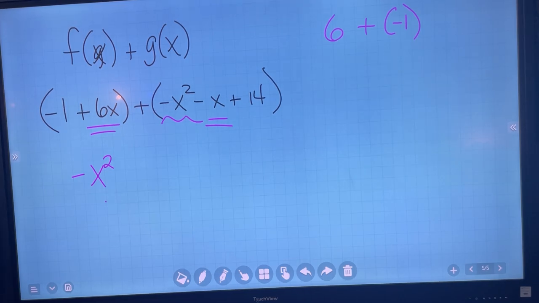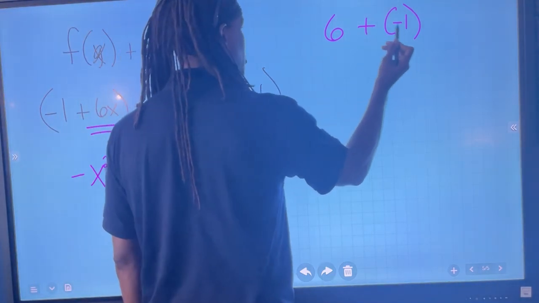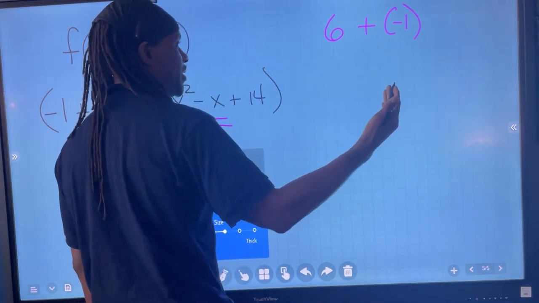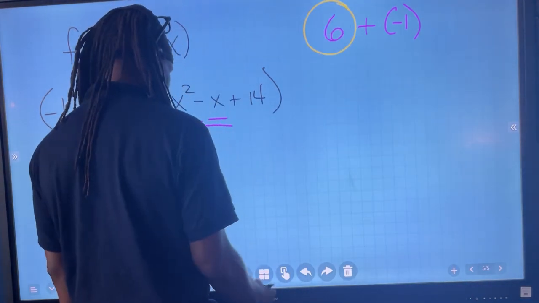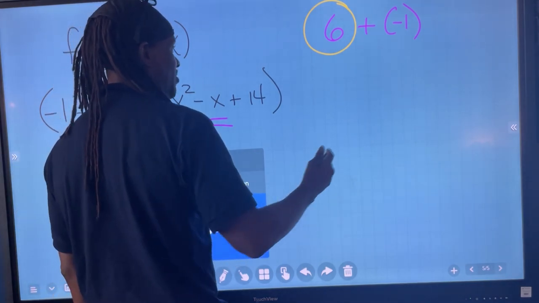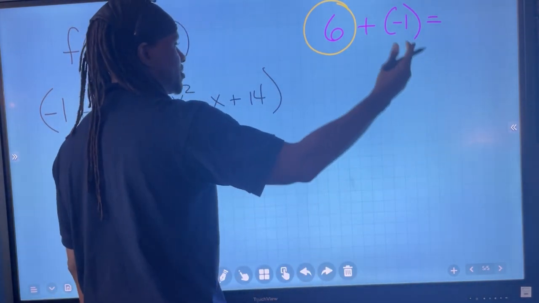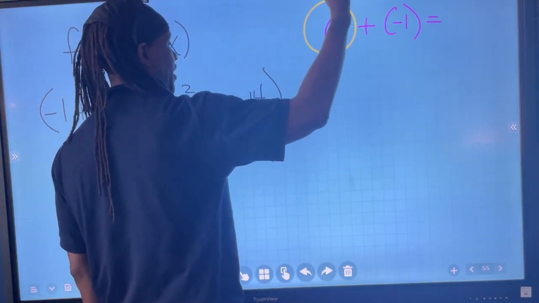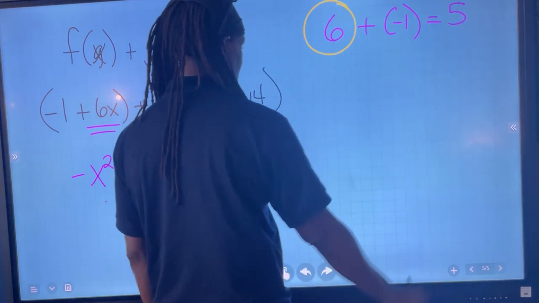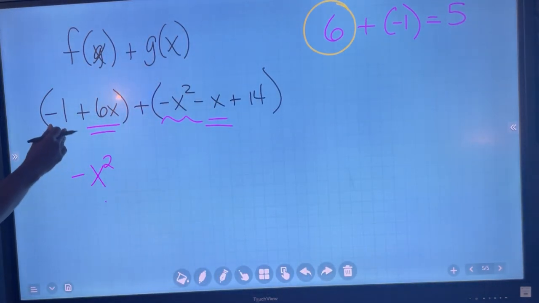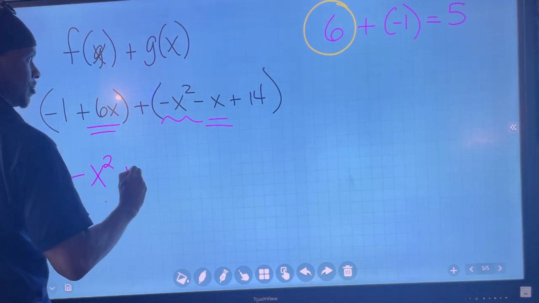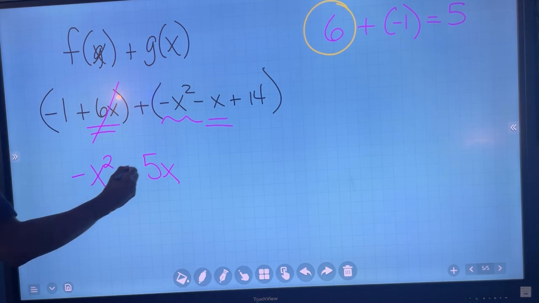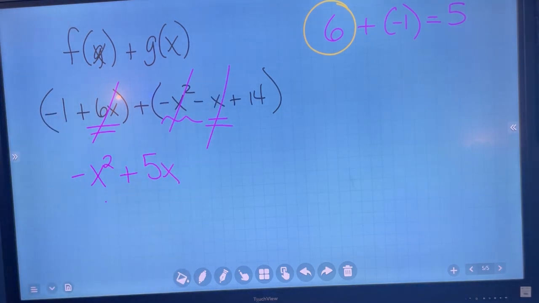Remember, when you're adding two numbers of different signs, circle the greater value. Which number is greater? Six. And six is negative or positive? Positive. So I know my answer is going to be positive. You don't add them, you circle the greater number and subtract. You should have five here. So this becomes x squared plus 5x. So now these are done. What's remaining?